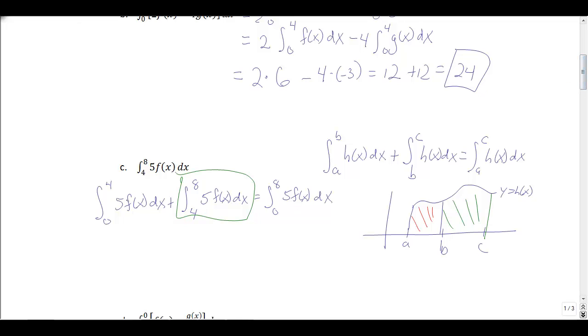So the integral from 0 to 4, well, let's do it this way. This is 5 times the integral from 0 to 4 of f of x dx, plus the integral from 4 to 8. I'm going to leave the 5 in here. It's just sort of what we're looking for. And then this is going to be 5, I can pull this one out.